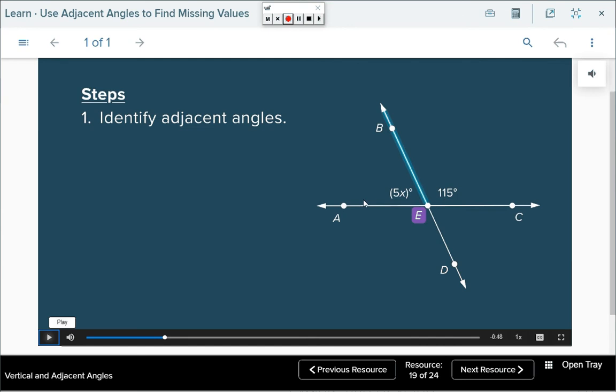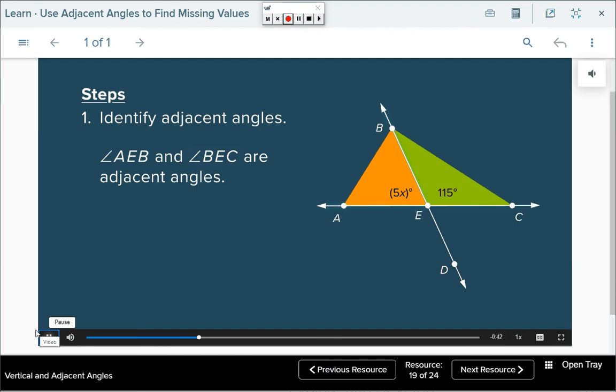But if you notice, guys, from here to here, what is this whole thing? A straight angle. Therefore, what are the sum of those angles if it's a straight angle? What do they have to add up to? 180. So that means this plus this have to equal what? 180. So you can make your equation a little bit differently. It's going to look like 180 equals 5x plus 115. And again, it's still just a two-step equation.